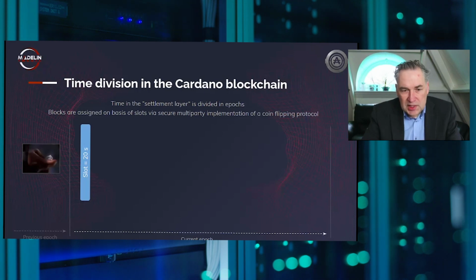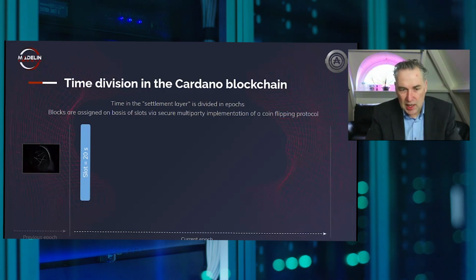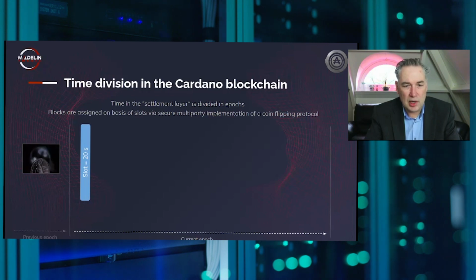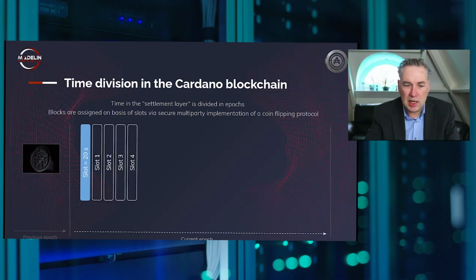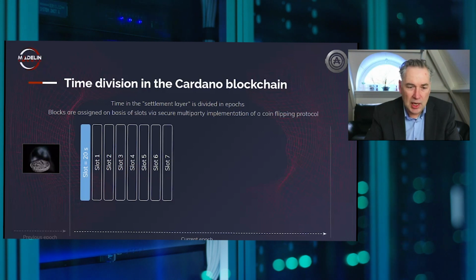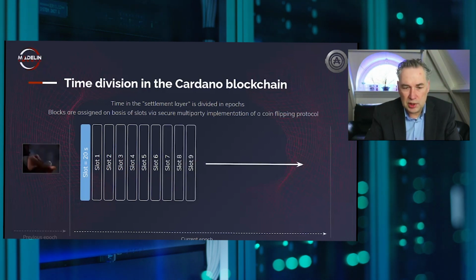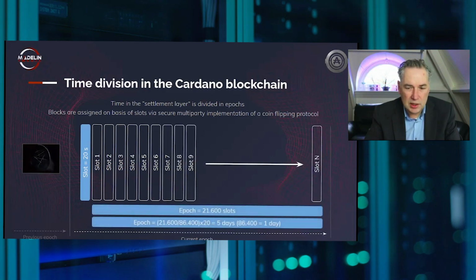Time in the Cardano blockchain is divided into epochs. So the settlement layer, where the transactions are done, is divided into epochs. An epoch consists of multiple slots. Every slot takes 20 seconds. And during such a slot, a block is assigned to a stake pool.